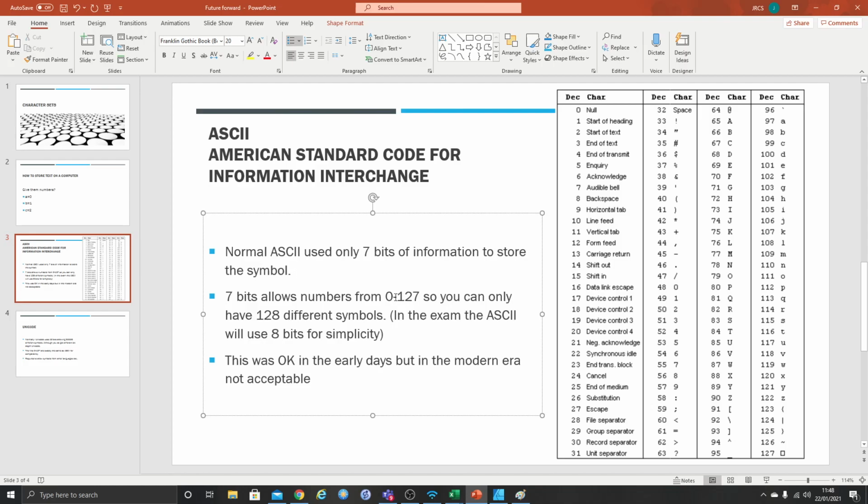Okay. In the exam, for simplicity, they will do ASCII using 8 bits. But they'll still only be 0 to 127. It just means that they'll put a pointless 0 at the front, just to keep it sensible. Right, so anyway, this was brilliant in the old days, but in the modern era, this is not acceptable because we have more symbols than just the English alphabet. But of course, here is a copy of the table. Okay, so 32 is space, 68 is a capital D, and 98 is a B.